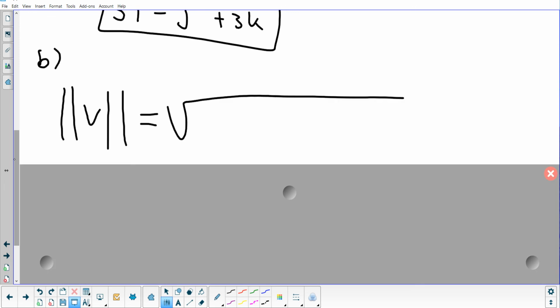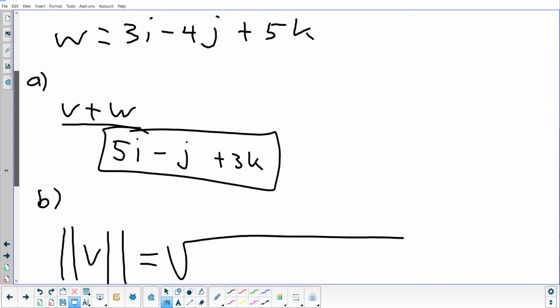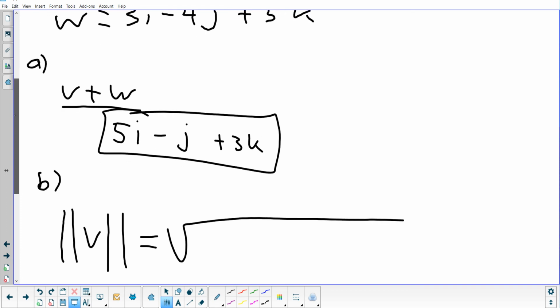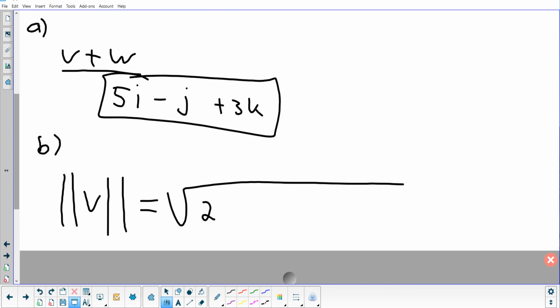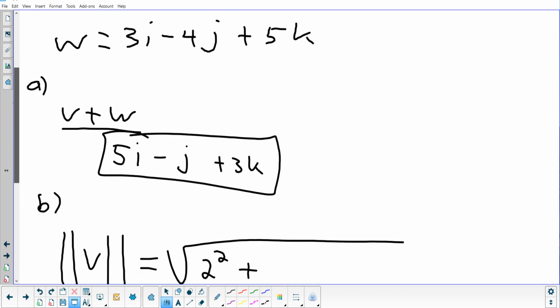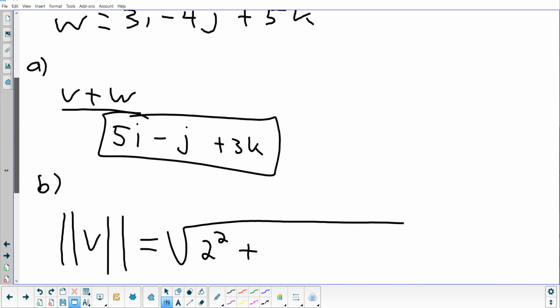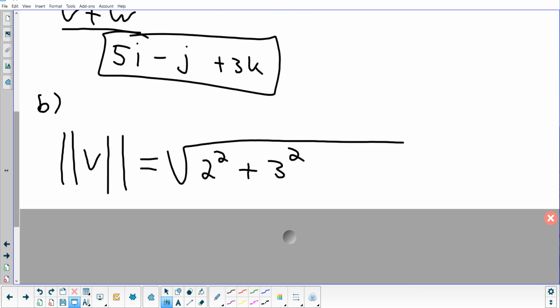So I want to put that first. And Eli, can you tell me what's going to go under the root for my first step? 2 squared. Yep, 2 squared. Plus, Francesca, what's going to be the next thing that goes under the root? 3 squared. And if this was 2D, you'd stop right there and you're done. Remember, these are like 2 sides in a triangle. Basically like this, 2, 3, and you're using the Pythagorean theorem to find the hypotenuse.